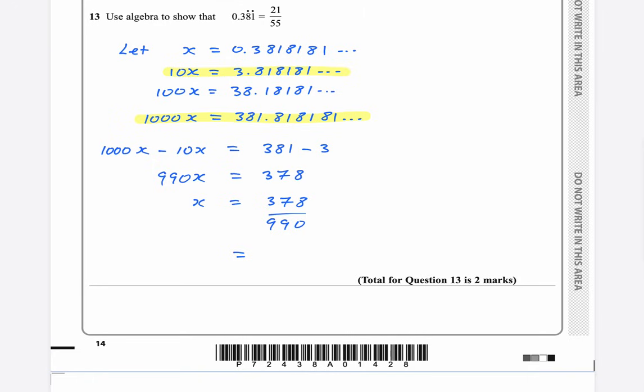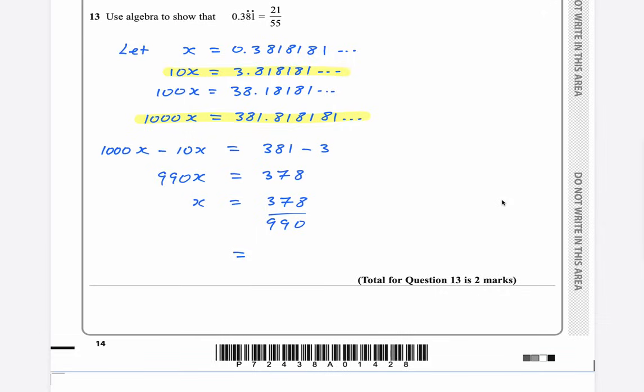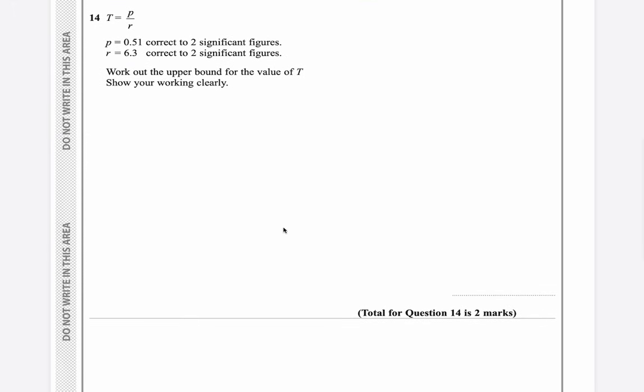Now it says show that this equals 21 over 55. Well, if you just put 378 over 990 into your calculator, guys, we will see that this equals 21 over 55. Now what did I divide by? Well, let's just find out. 378 divided by 21 gives you 18. So although you don't actually need to show this step, guys, you could write divide by 18, divide by 18. So you're dividing them both by 18, and you get 21 over 55. Okay, that's question 13.